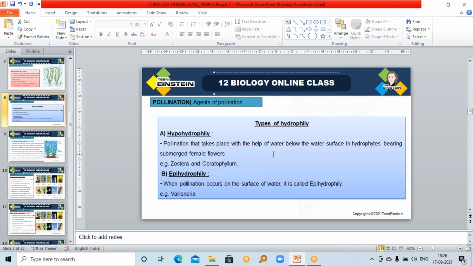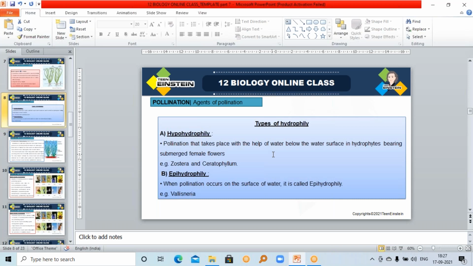In such hydrophytes, the plants will have female flowers which are submerged. But in the case of epihydrophily, the pollination occurs on the surface of water, and that is called epihydrophily.